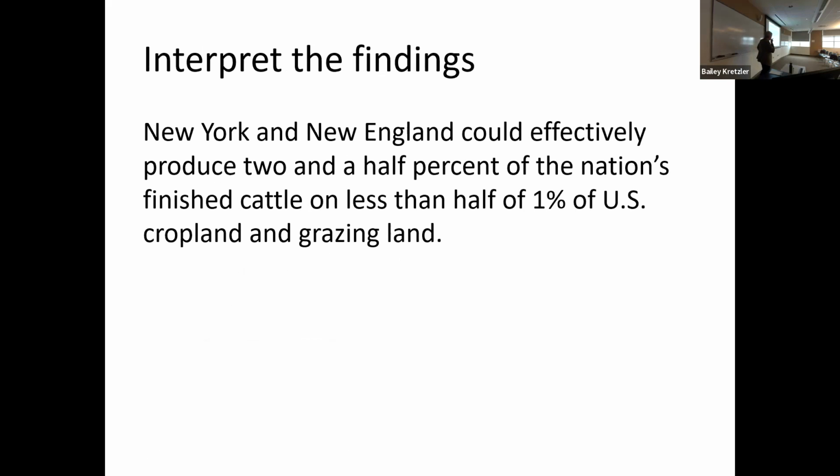And lastly, a little bit of interpretation of the findings. What does this mean for regional food production? What we said in the paper is you put this in the context of national food production. So New York and New England could effectively produce up to 2.5% of the nation's finished cattle. So 1 million would be about 2% of the nation's finished cattle. There's some other non-finished cattle. Rough numbers, on less than 1/2 of 1% of U.S. cropland and grazing. So what that conveys, it's not a large amount. It is large relative to the size of its land footprint.